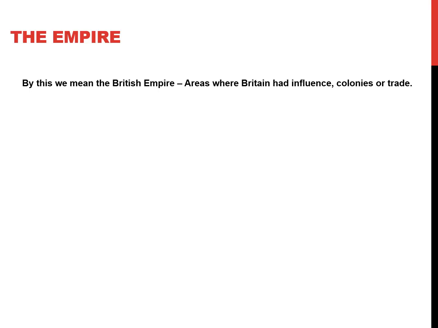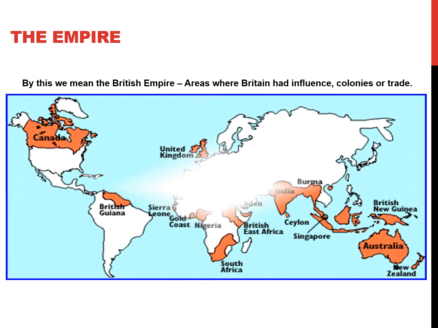Also, when we're thinking about the British Empire, we're obviously meaning any areas where Britain had influence. So if they had colonies there, or they had trade agreements or other influence economically or things like that, that would have been part of the British Empire. Now at one point, and especially the bit we're talking about, the British Empire spanned about 1/5 of the world.